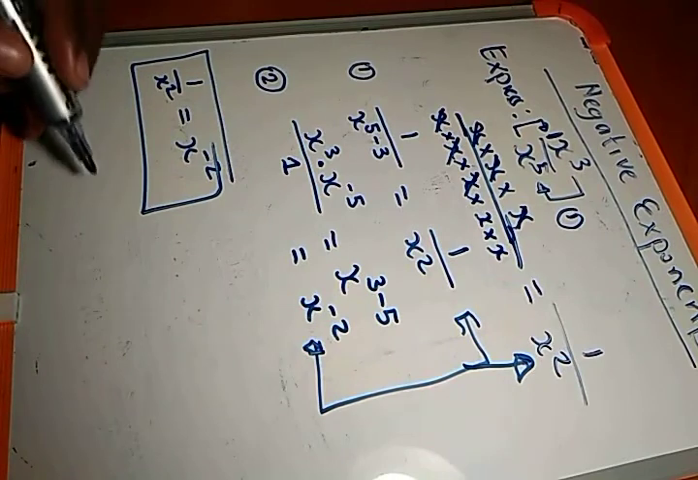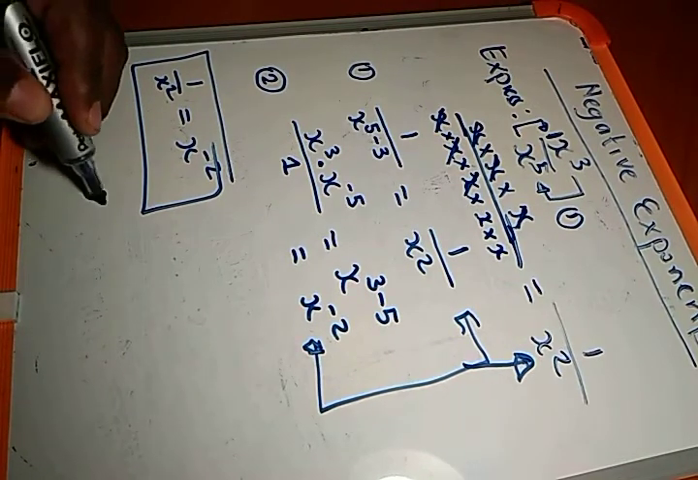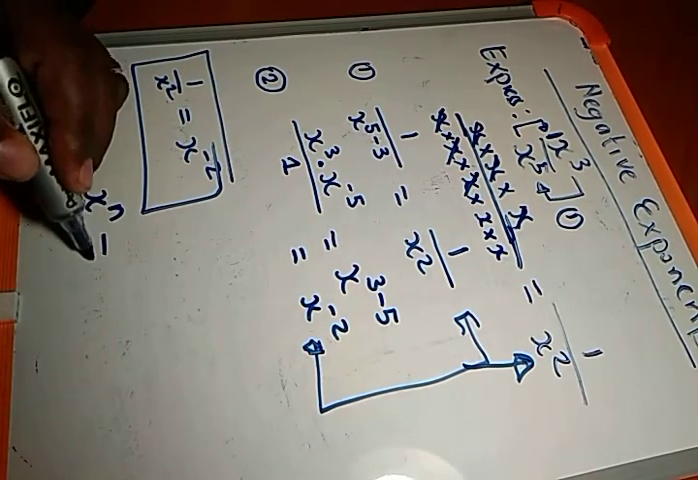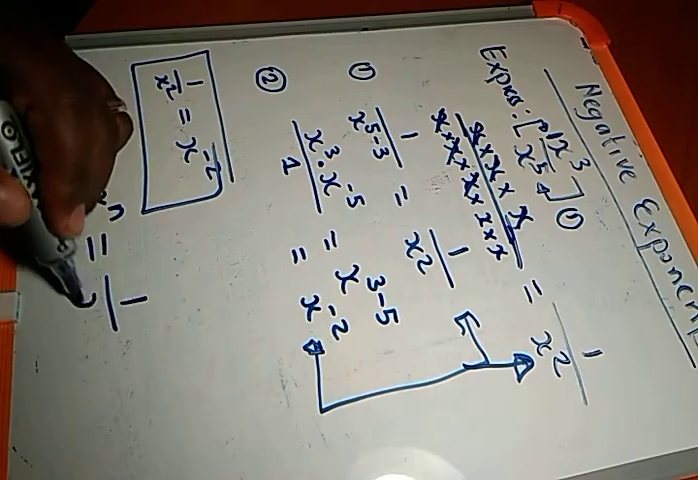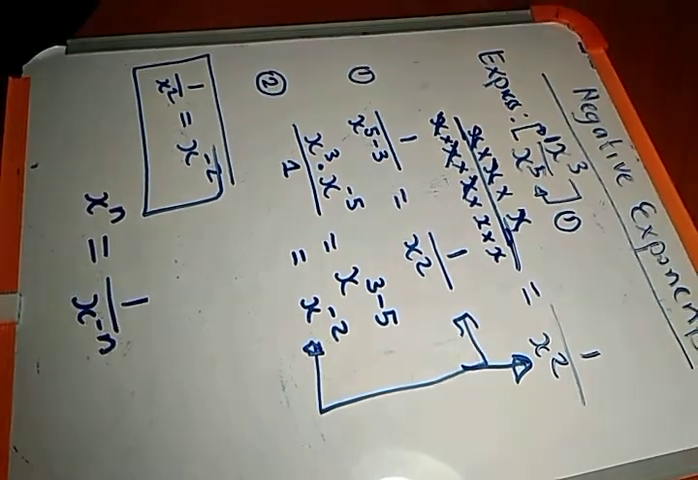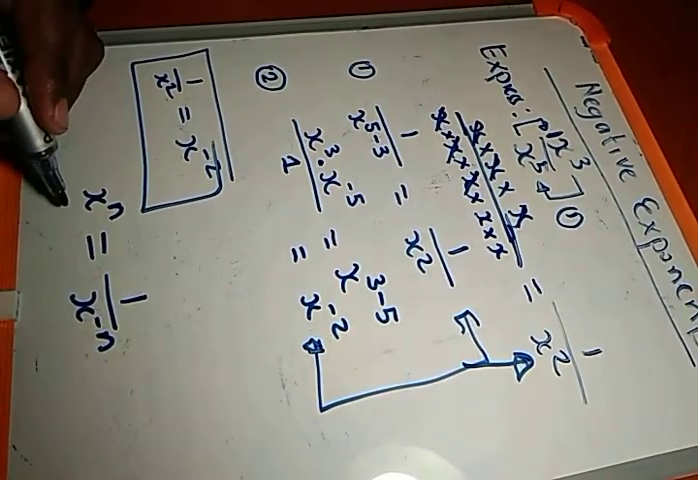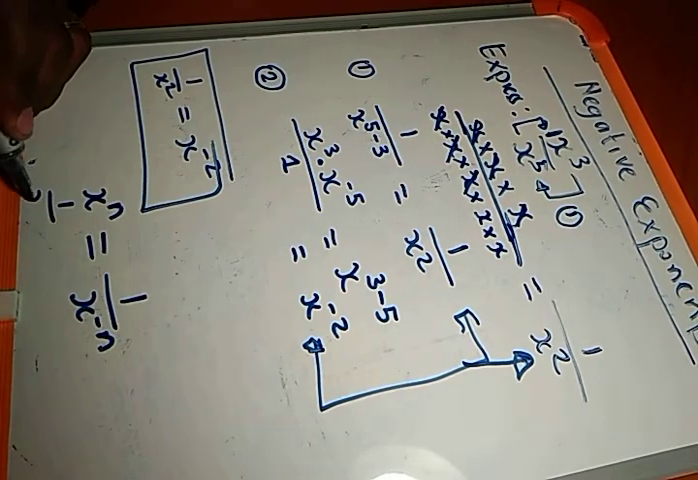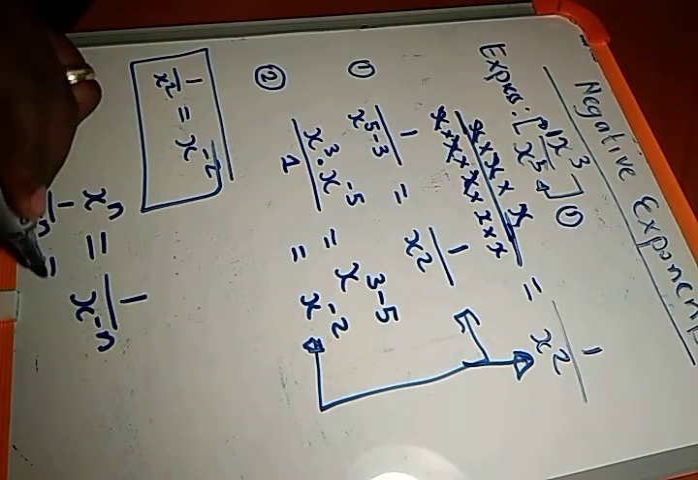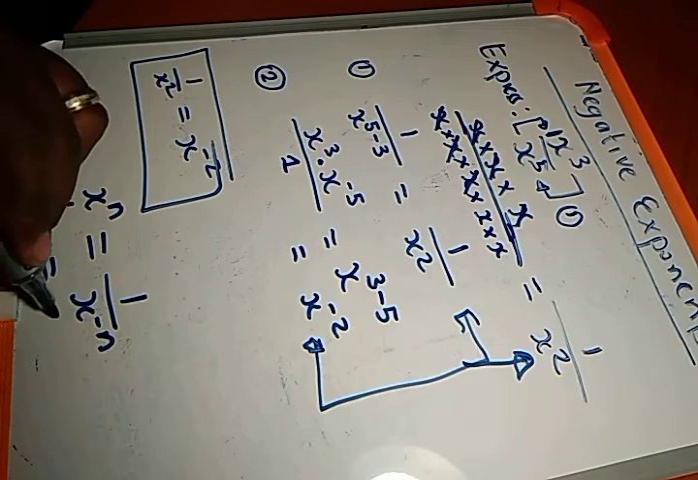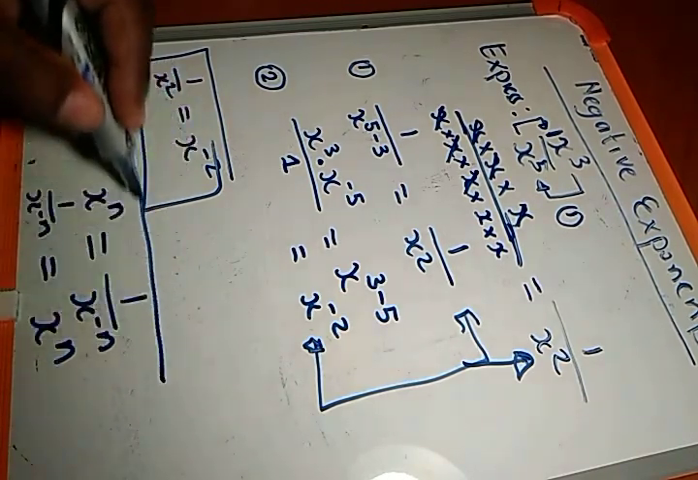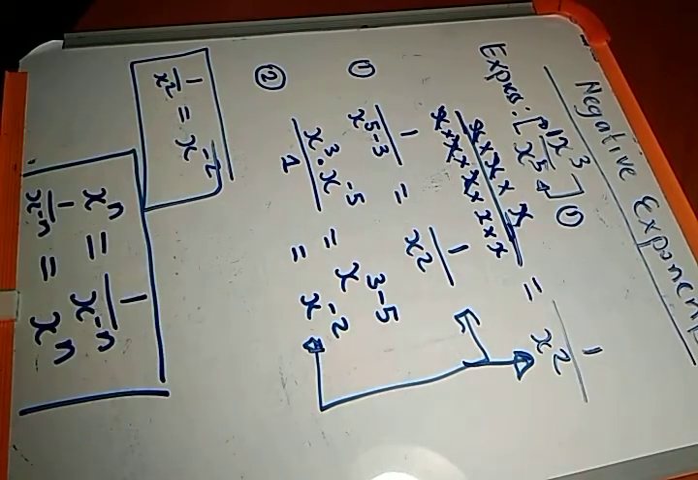Okay, so in general terms then, what are we saying? In general terms, we're saying if x is to the power n, it would be the same as 1 over x to the minus n. Okay, or if we have 1 over x to the minus n, we will have x to the n. Basically, that's the general rule. We're going to look at examples in the next video.